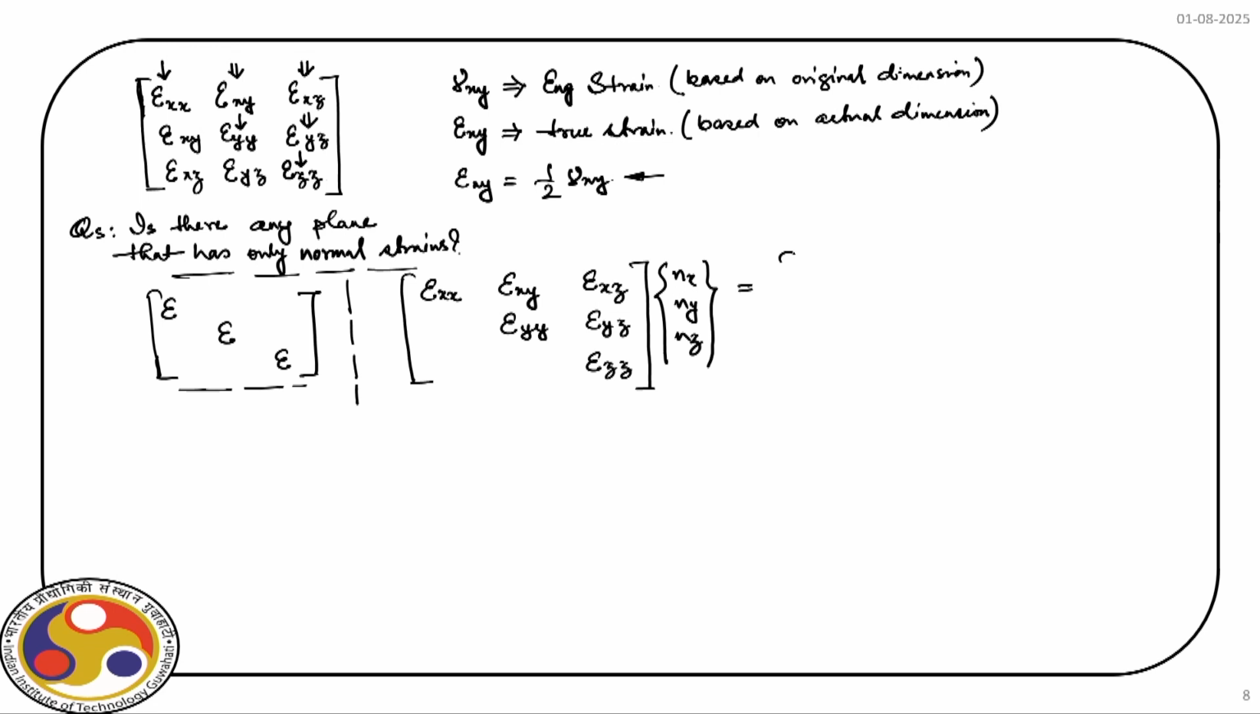This is equal to, we have the new strain field defined by the normal strains only, because there will be no shear strain. That is the question we are going to answer. So, if that is the case, again we have a similar eigenvalue problem here.